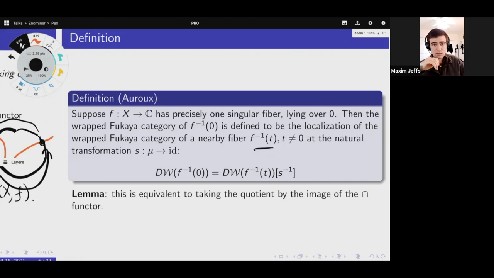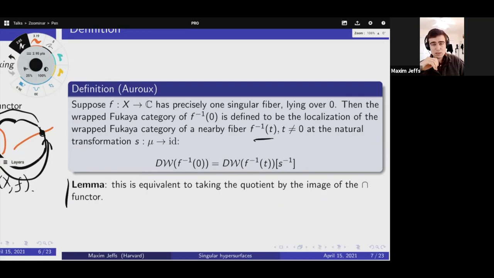So again, you can think of this as kind of inverting the monodromy in some sense, or passing to the monodromy invariance. And this is equivalent by an algebraic argument to quotienting by the image of the cap functor. So you can think of this as equivalent to killing the vanishing cycles. Okay, so that's the definition.